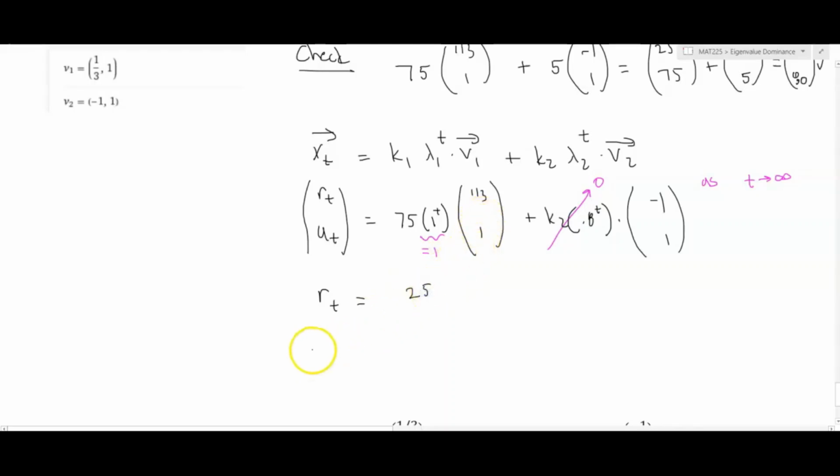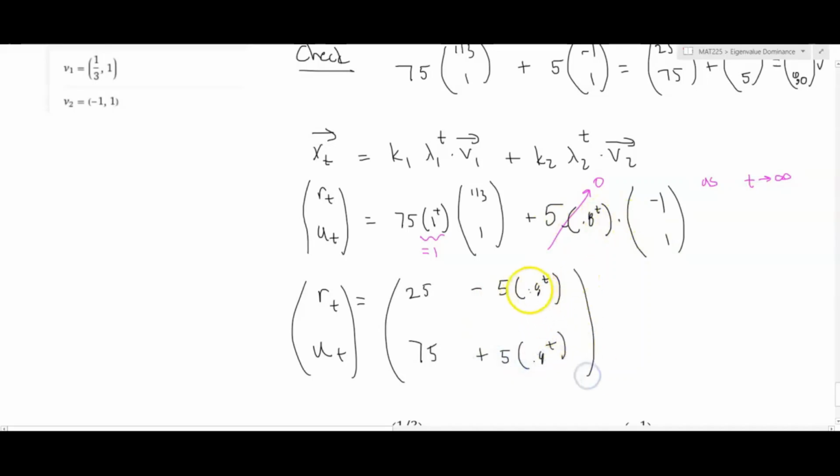And so for u sub t down here, let me write this in vector form: 75 times 1 to the t times 1 is just 75. And then I'm going to add to that k2 times 0.8 to the t times negative 1. My k2, I forgot to write it in here, was actually 5. And so we'll have 5 times 0.8 to the t times negative 1, which is minus 5 times 0.8 to the t. And 5 times 0.8 to the t times 1 is just plus 5 times 0.8 to the t.